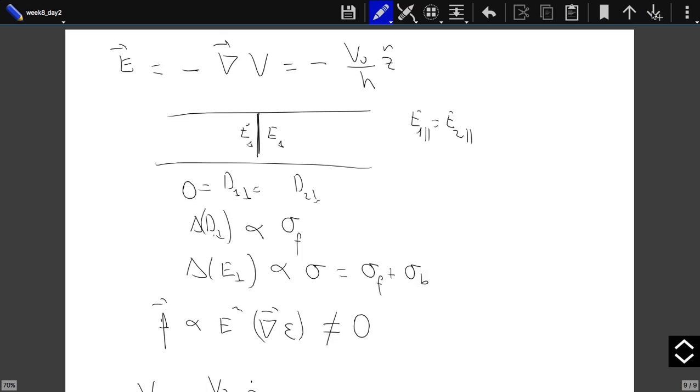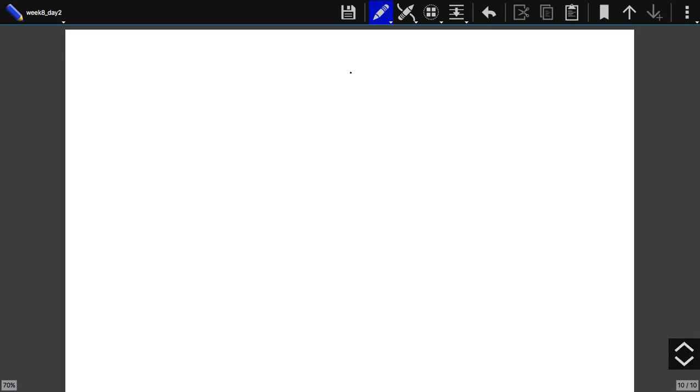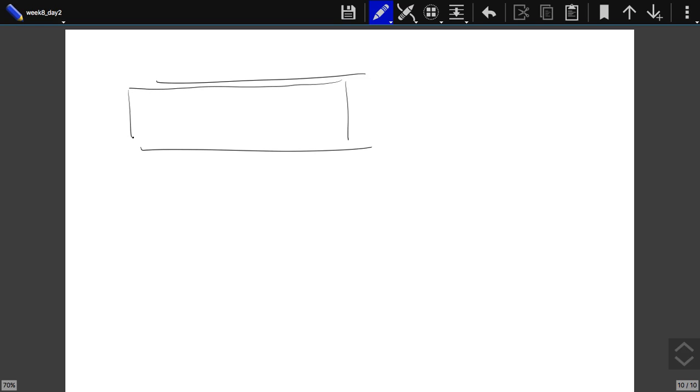That I have some doubts. Let me look at this case. What is the direction of the force acting on this system? It will pull it inside, right?